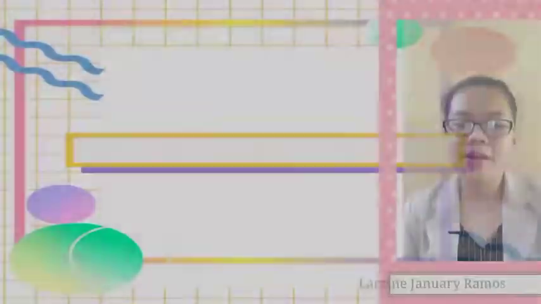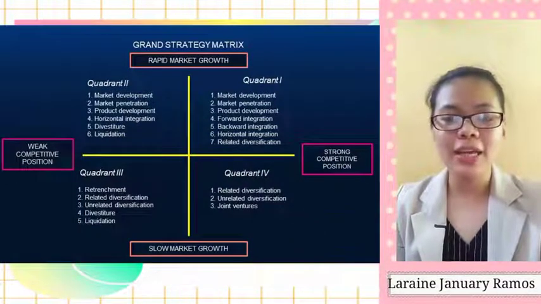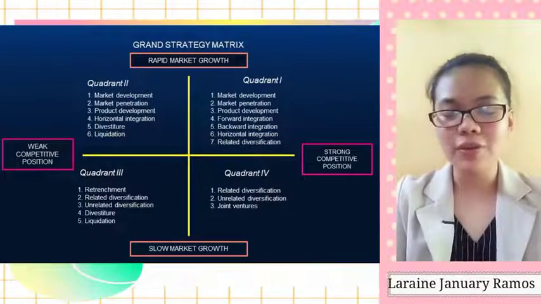I am Larenjo P. Ramos, and let's move on to Quadrant 4, which is related and unrelated diversification and joint ventures.